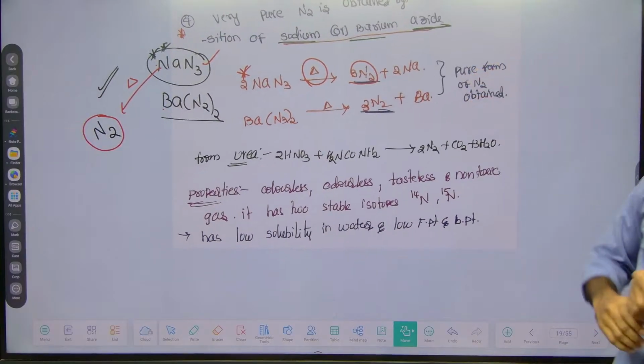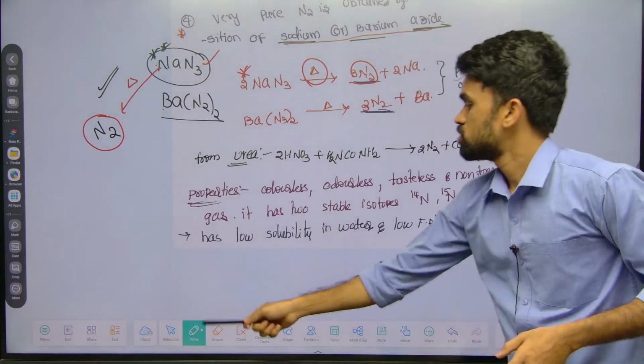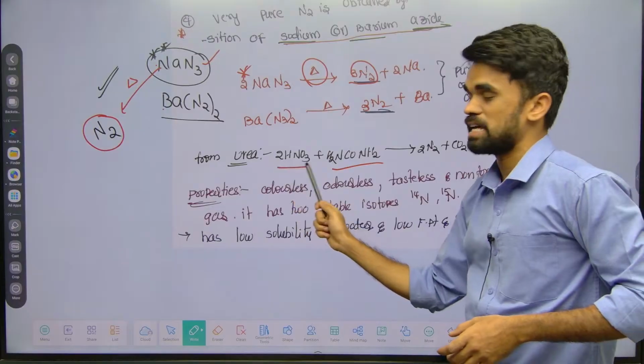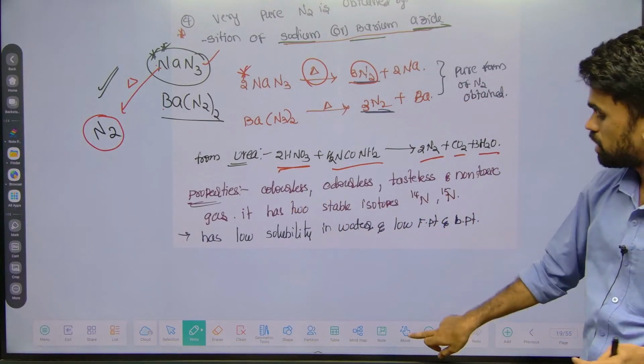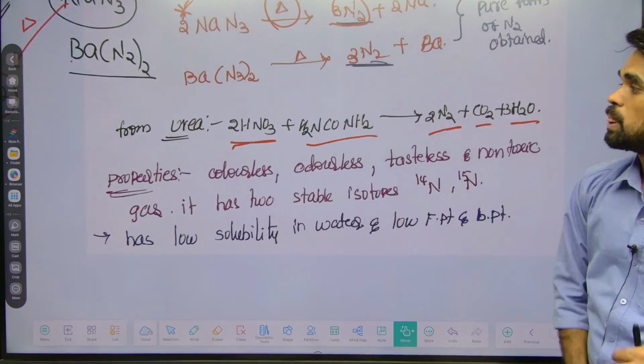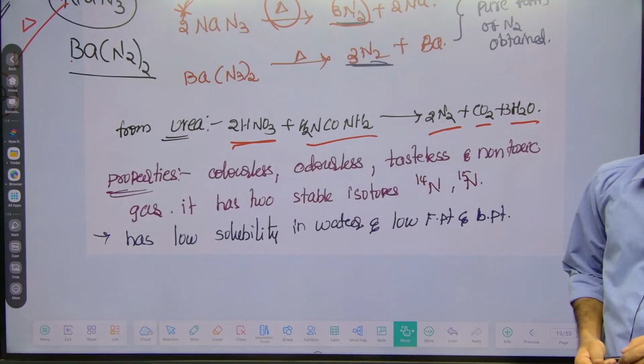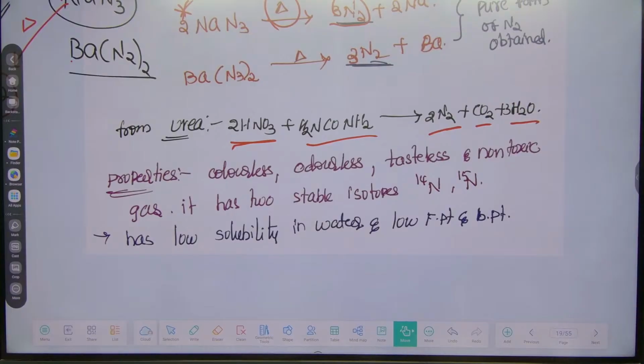Okay, the next one, from urea. Urea upon treating with nitric acid gives you N2, CO2 and H2O. What is the formula of urea? CO(NH2)2, that is, CO with NH2 taken twice.